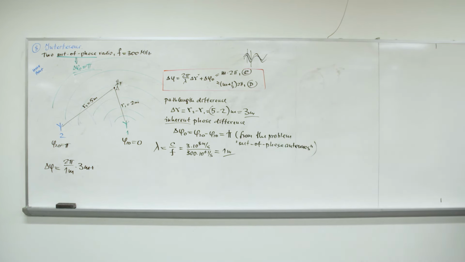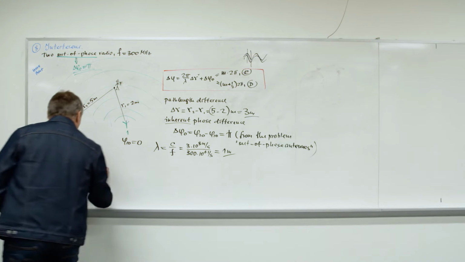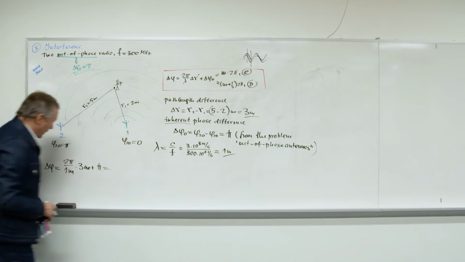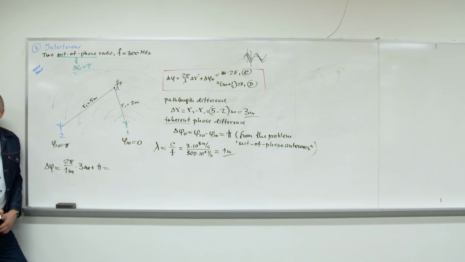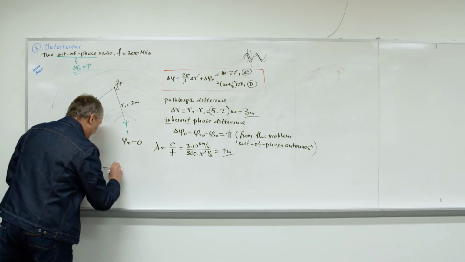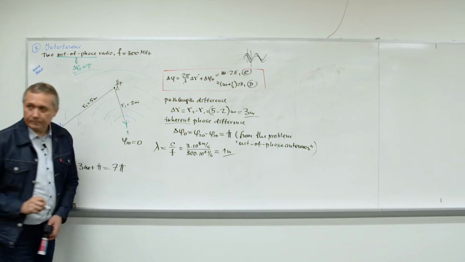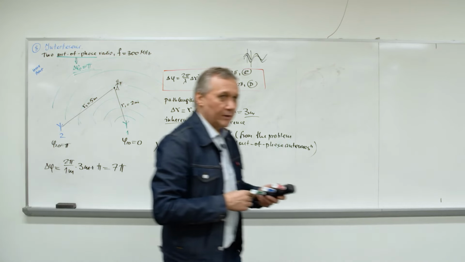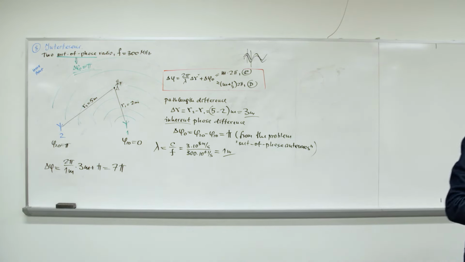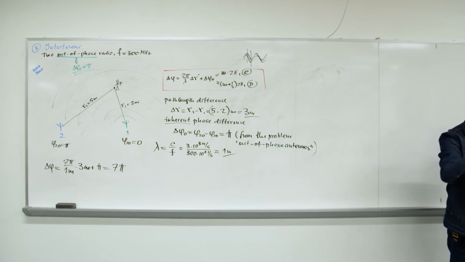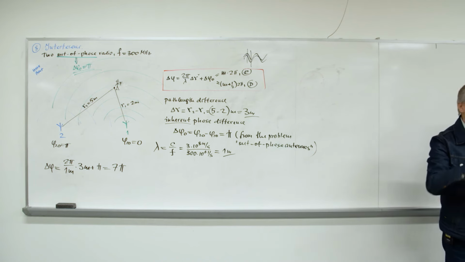And plus the inherent phase difference, which is pi. Six pi plus pi, 7 pi's. And conclusion. Constructive, destructive? Huh? Destructive. You're guessing, right?